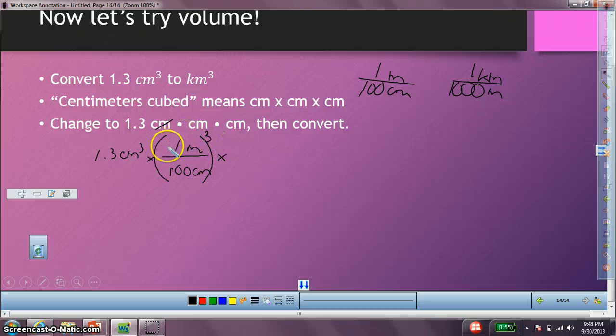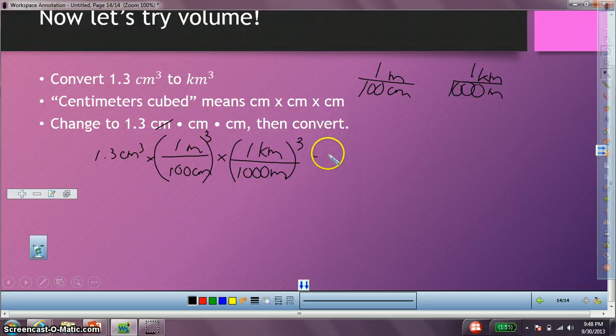Once we change it into meters cubed, we need to change it into kilometers cubed. So we're going to multiply by our second conversion factor. Here we have meters cubed, but here we only have singular meters. In order to get that cubed, we're going to have to cube the entire conversion factor. That changes it into this.